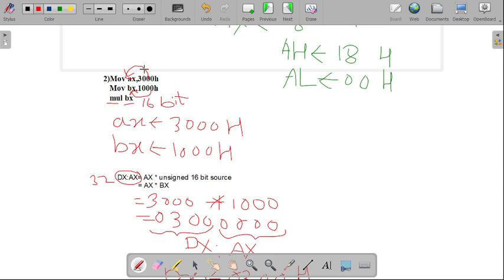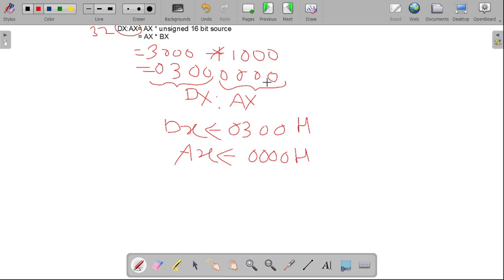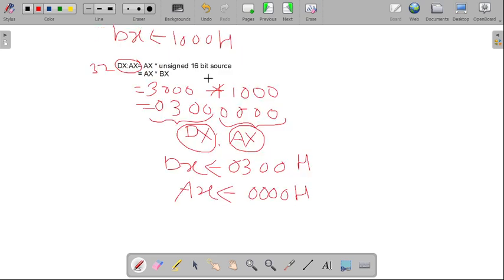First of all, we copied the contents of AX and BX, that is 3000H and 1000H. After performing this MUL BX instruction, our result will be stored as DX colon AX. The lower word of our data will be stored in our AX register, and the higher word will be stored in our DX register. So 16 and 16, it becomes 32 bits of data after performing the 16-bit multiplication instruction.